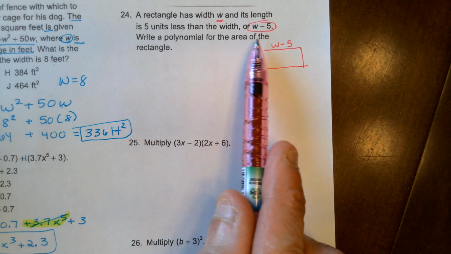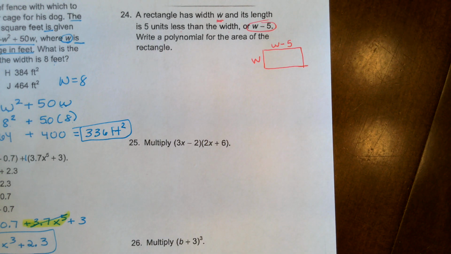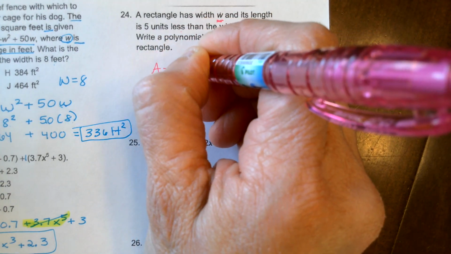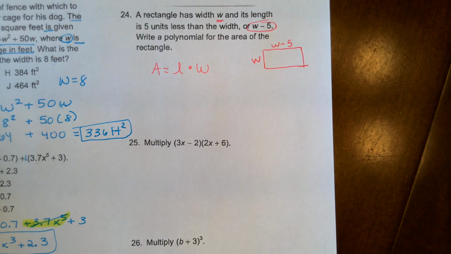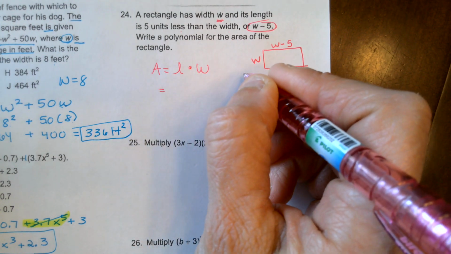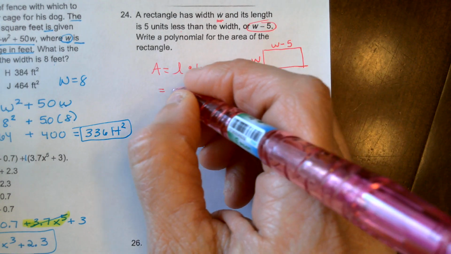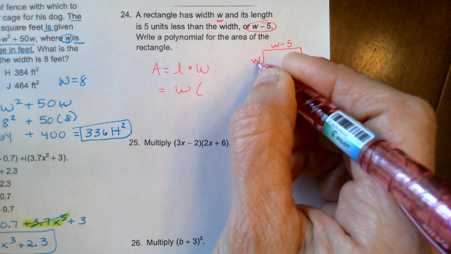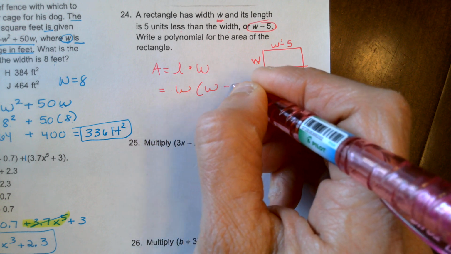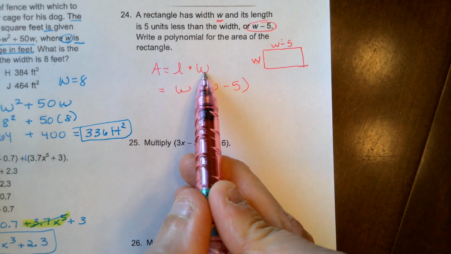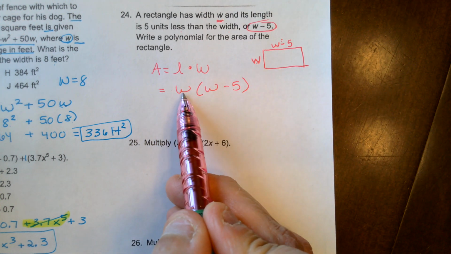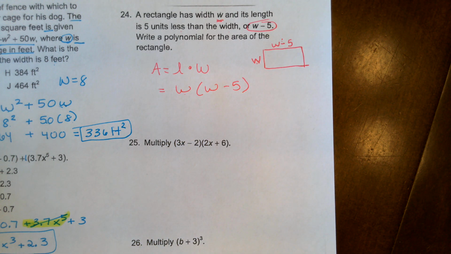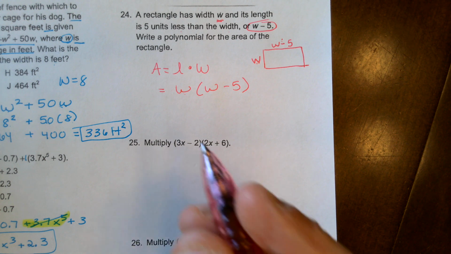Write a polynomial for the area of the rectangle. So how do you get area of a rectangle? Area of a rectangle is length times width. Great. What's my length? And what's my width? I'm going to put my width first. Width times, because again, multiply, you can do it in any order. So I'm just going to put the single one first and the other one, so it looks similar to what you're used to seeing. All you have to do is multiply those.